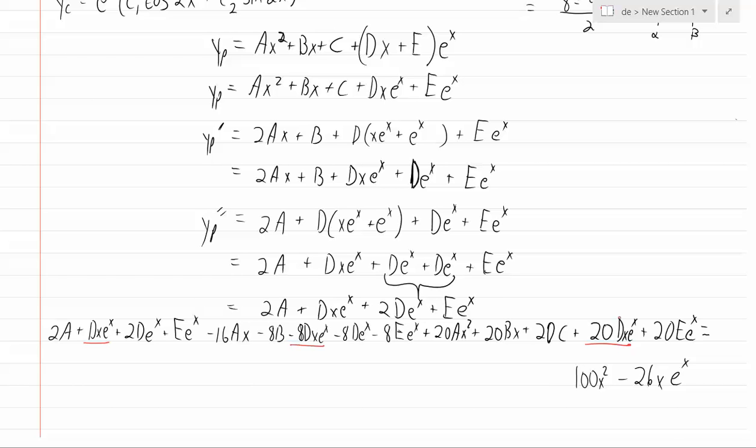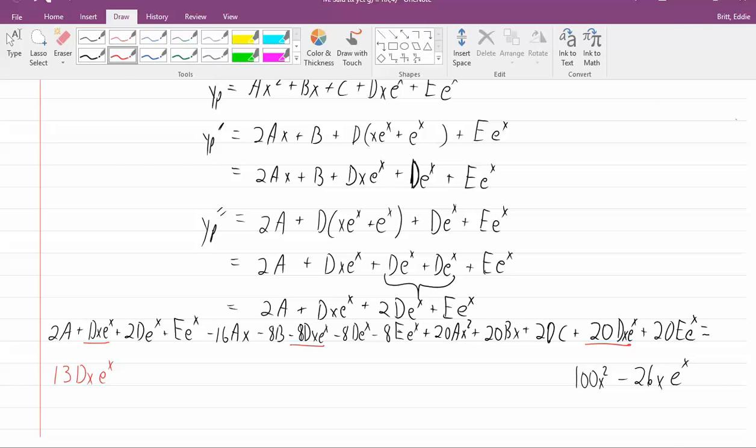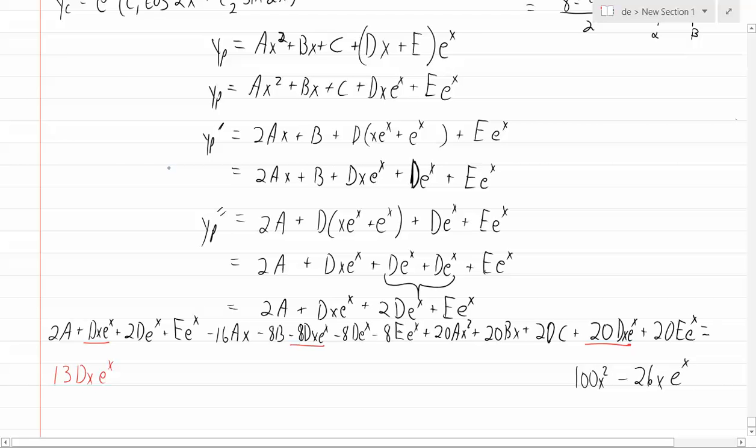then that's going to be 13dx e to the x. Is that right? All right. Now let's see another like term. We have some de to the x terms. There's a 2de to the x. There's a negative 8de to the x. Is that the only two? Yes. So that's going to be minus 6d e to the x.